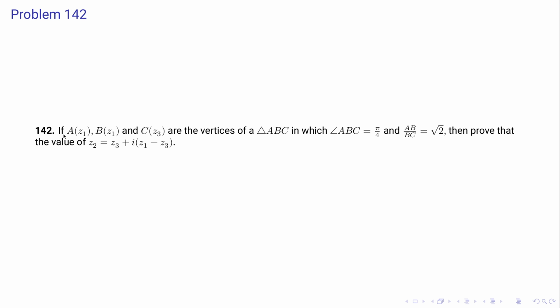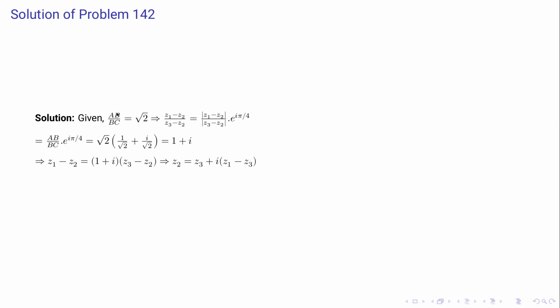Problem 142 says that if A Z1, B Z2 and C Z3 are the vertices of a triangle ABC in which angle ABC is equal to pi by 4 and AB by BC is equal to square root of 2, then prove that the value of Z2 is equal to Z3 plus I into Z1 minus Z3. So we are given that AB by BC is equal to square root of 2. We are also given that angle ABC is equal to pi by 4.